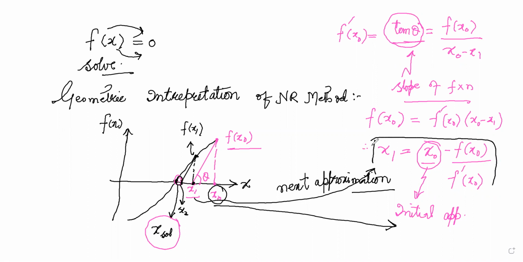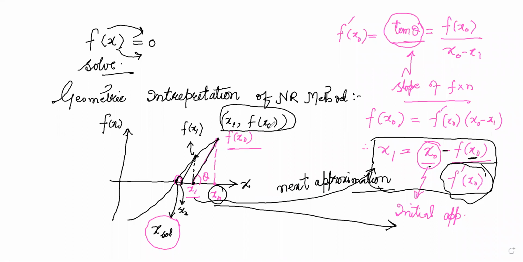As we stated, x1, the next approximation, is equal to x naught, the initial approximation, minus f of x naught, the value of the function at x is equal to x naught, divided by the derivative of the function at x is equal to x naught. That is f prime x naught, because we are drawing the tangent at x naught comma f of x naught. So this slope will be for the function where the tangent is drawn at x naught comma f of x naught. That's why we have written it as f prime x naught.